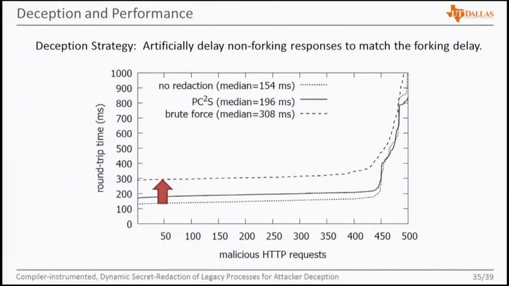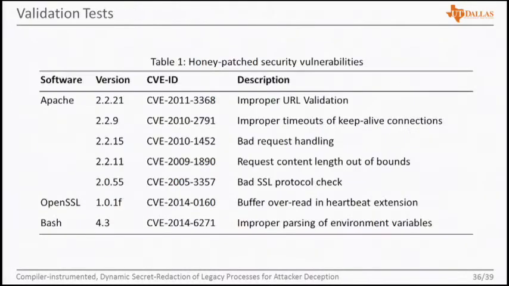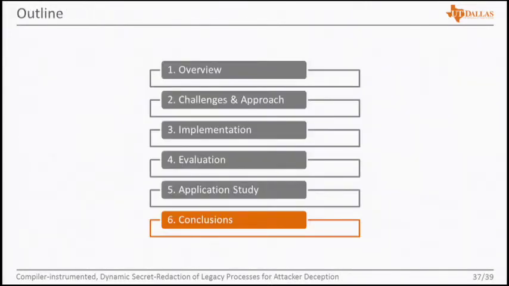So that becomes indistinguishable between legitimate and malicious requests, the ones that trigger the fork and the ones that don't trigger it. The problem here is that if the gap is too wide, then nobody would want to apply honey patching practices, because this would delay the response time of legitimate users. However, with our approach, this delay is much smaller, which makes honey patching much more applicable. And we tested our dynamic secret redactor on real honey patched vulnerabilities, including the Heartbleed and Shellshock vulnerabilities.